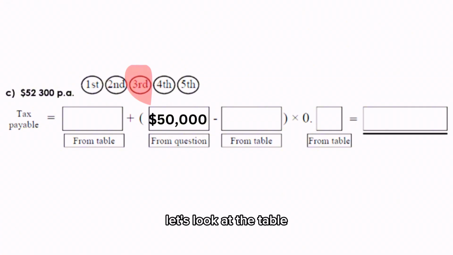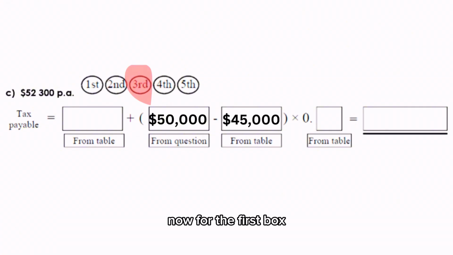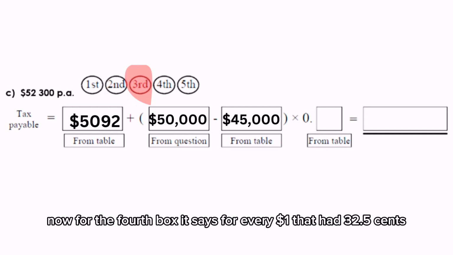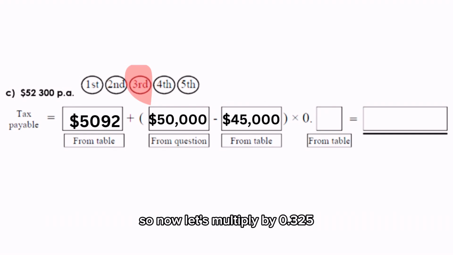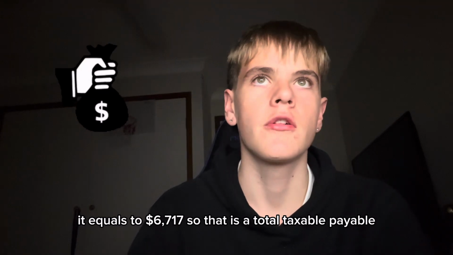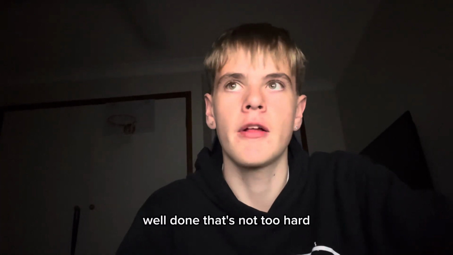And let's look at the table. We need to put in $45,000 in the box to the right. Now for the first box, we'll put in $5,092 as that's also from the table. Now for the fourth box, the table says for every $1 they add 32.5 cents. So now let's multiply by 0.325. Now if we work out this equation, it equals $6,717. So that is the total tax payable. Well done, that's not too hard.